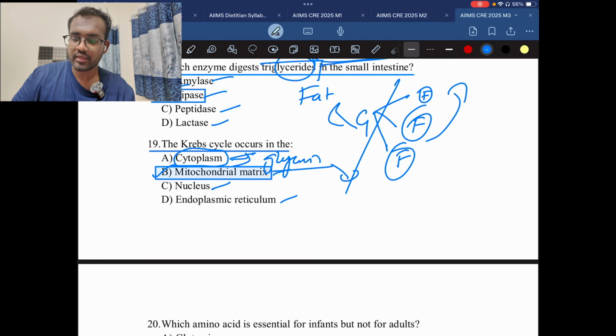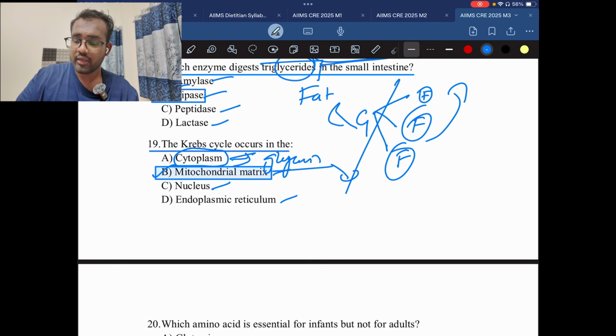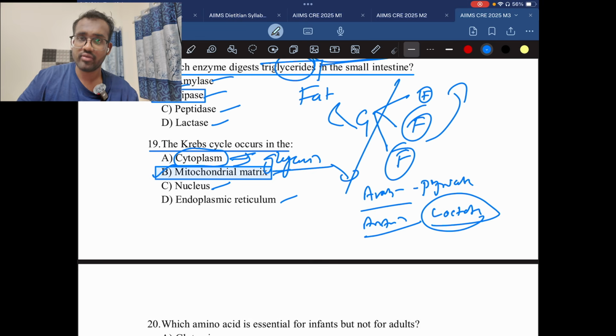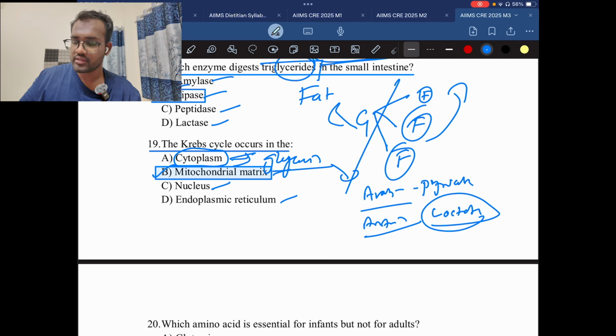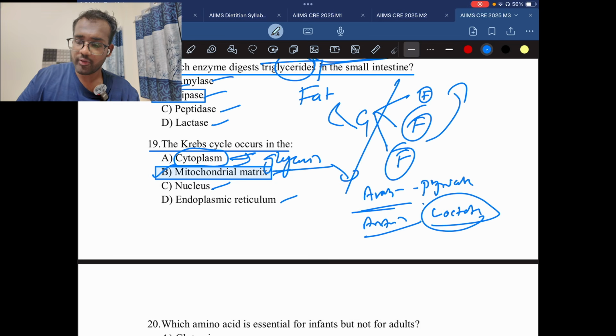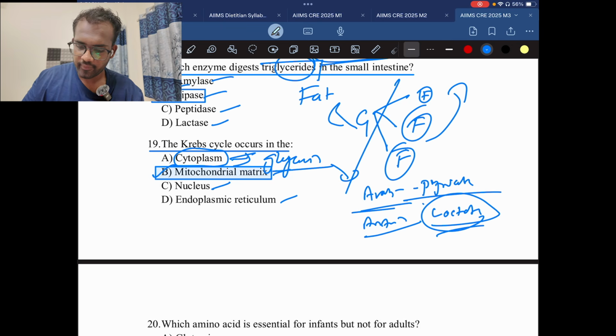Two types of glycolysis occur. In the presence of oxygen, it is called aerobic; in the absence of oxygen, anaerobic. In the presence of oxygen, it produces pyruvate. In the absence of oxygen, it produces lactate. Always remember, it is very, very important. They will ask what is the end product in anaerobic or aerobic glycolysis. Remember this: aerobic produces pyruvate, anaerobic produces lactate. So the answer will be here.